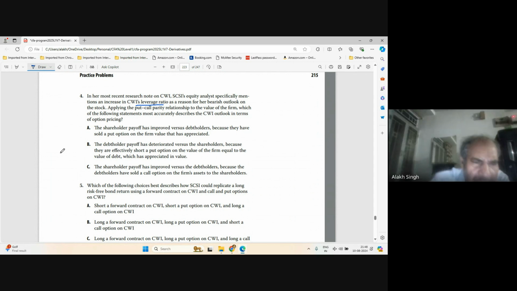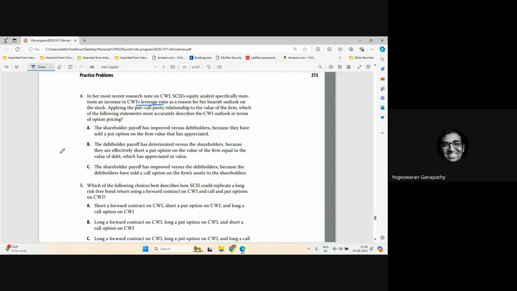Doesn't look like they have sold. No, the debt holders have sold the put value. Debt holders, not the shareholders. The debt holder payoff has deteriorated versus the shareholders because they are effectively short a put option on the value of the firm equal to the value of debt, which has appreciated in value.